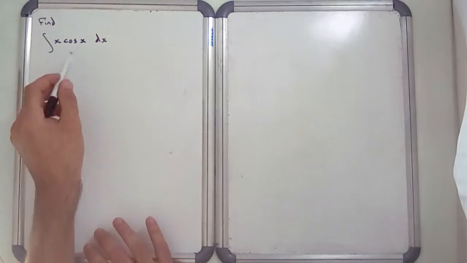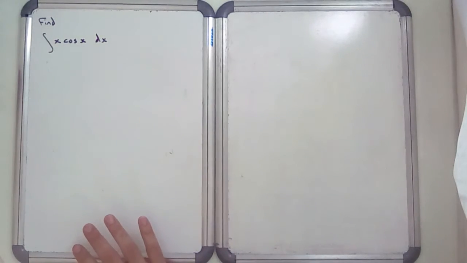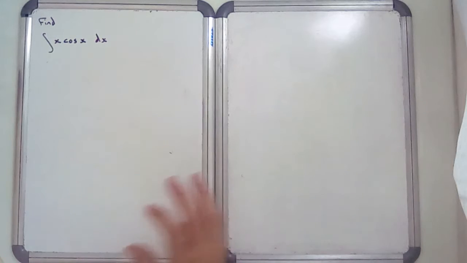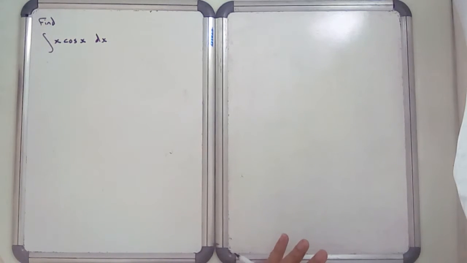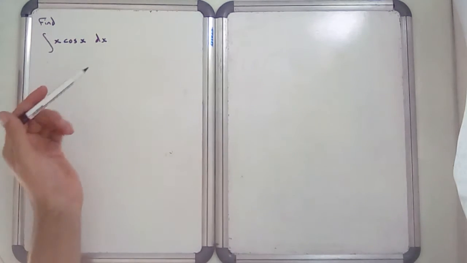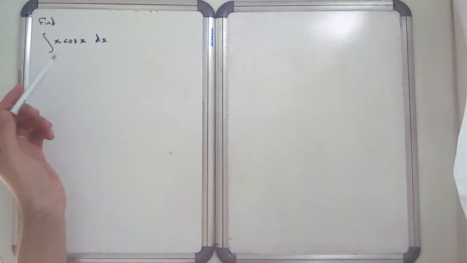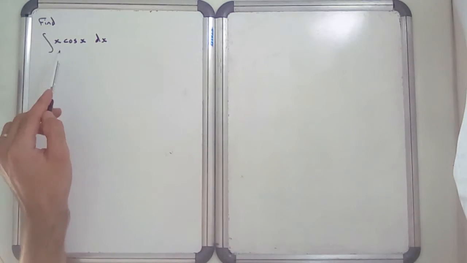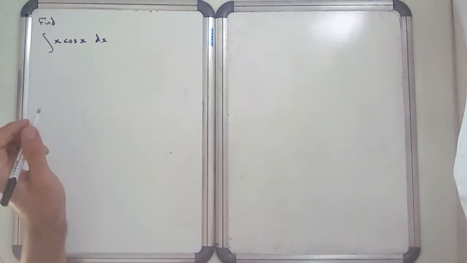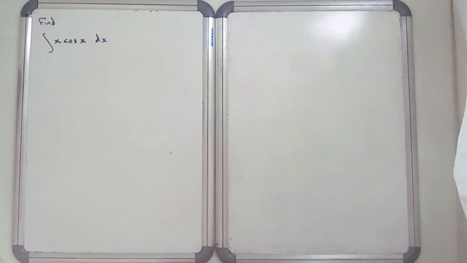Find the integral of x cos x dx. So we have a product, which makes integration by parts an option. We should consider: is there a substitution that could transform this into something much more manageable? There isn't in this case. So we're going to look at using integration by parts.